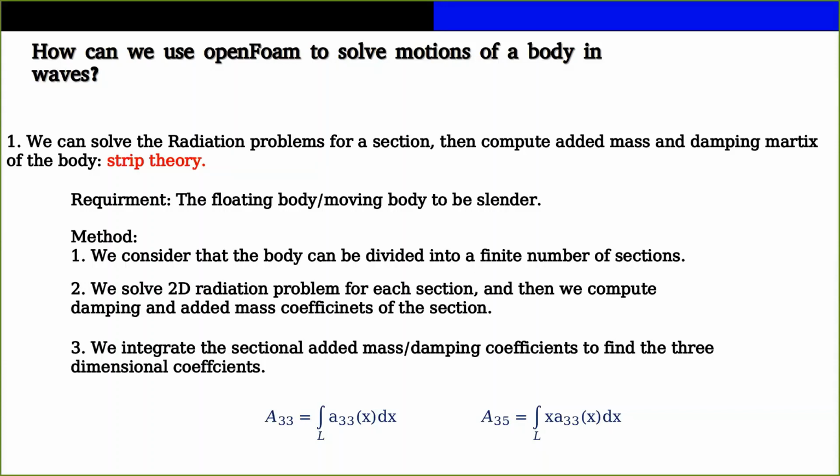In this case, you solve the problem for a 2-dimensional body, and you have the solution of the problem around the 2D body, and then you extend it over the whole length of the body as an integration. So you get, for example, the full 3-dimensional added mass or damping forces acting on the body just by using the 2-dimensional values.